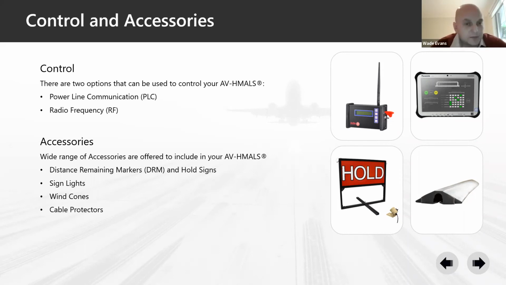For accessories, they really round out the offering for AV-HMALS. The goal of AV-HMALS was really to provide a turnkey solution for expeditionary airfield lighting. So you need to be able to contain and store the accessories as well. A couple of the key accessories we provide as part of AV-HMALS are the distance remaining markers and the hold signs, sign lights, wind cones, and cable protectors. They're all included within the package and within the individual trailer systems and storage systems.